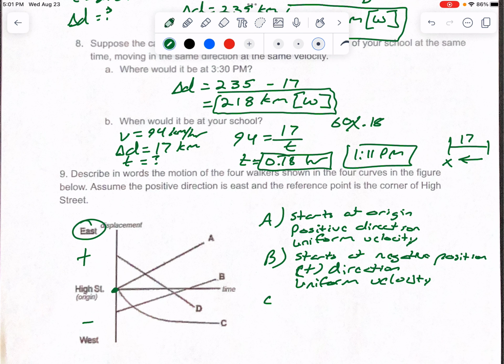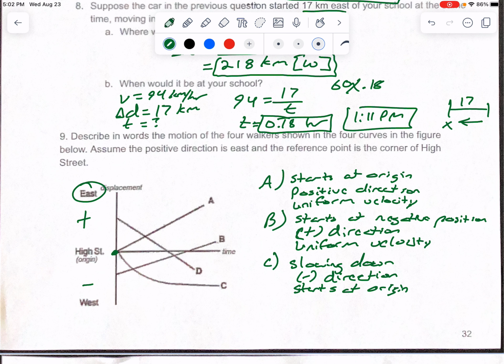Then we have C. Okay, so if we look, our slope starts off strong and starts to flatten out. Okay, so that means that we are slowing down. If your slope's starting to get flatter, that means you are slowing down. So slowing down, we're going in the negative direction or you are going west. Okay, either one will work there. And then it started at the origin. So starts at origin.